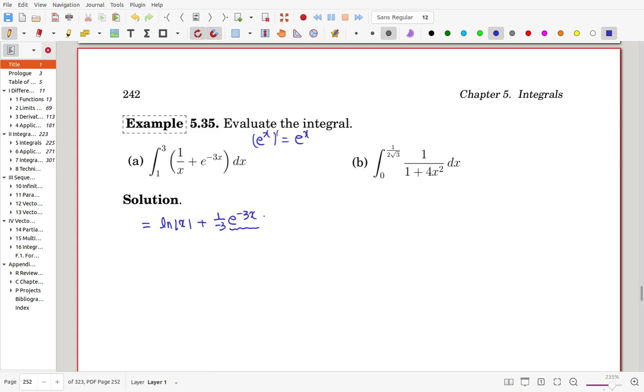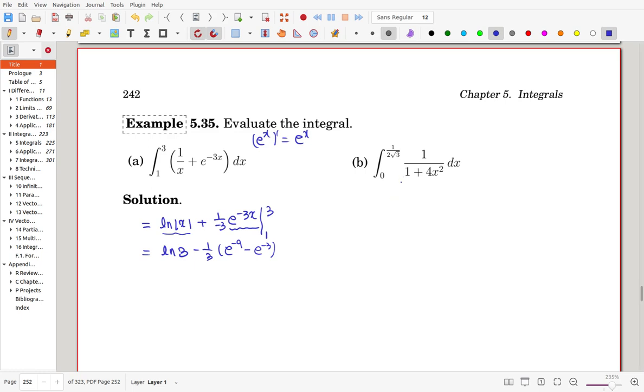Now you are evaluating from 1 to 3, right? That is the same as, for the first one, natural logarithm of 3 minus natural logarithm of 1, which is 0. So that is natural logarithm of 3. Now minus 1/3 is there. And then here, if x is 3, then that is e to the minus 9, minus, when x is 1, e to the minus 3.